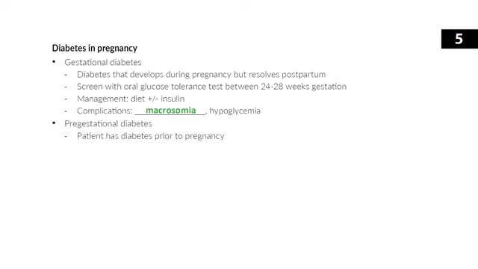Now, what about those people who are already diabetic, either type 1 or type 2 diabetic, and then become pregnant? We call that pregestational or overt diabetes. We manage this with insulin to get really tight glucose control.